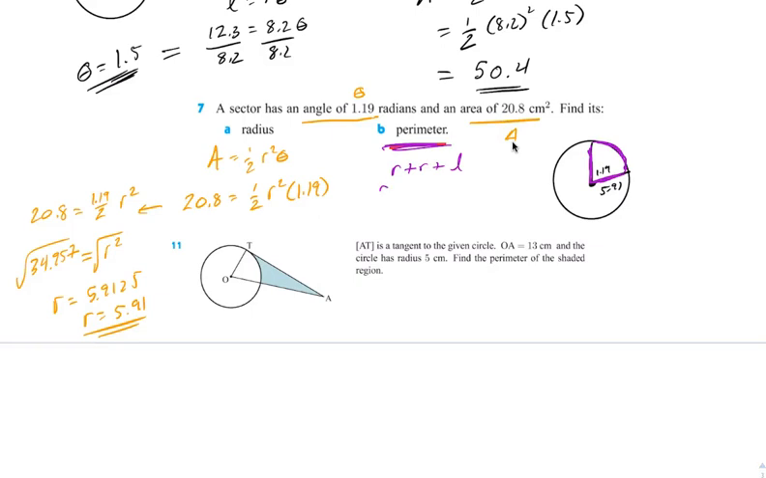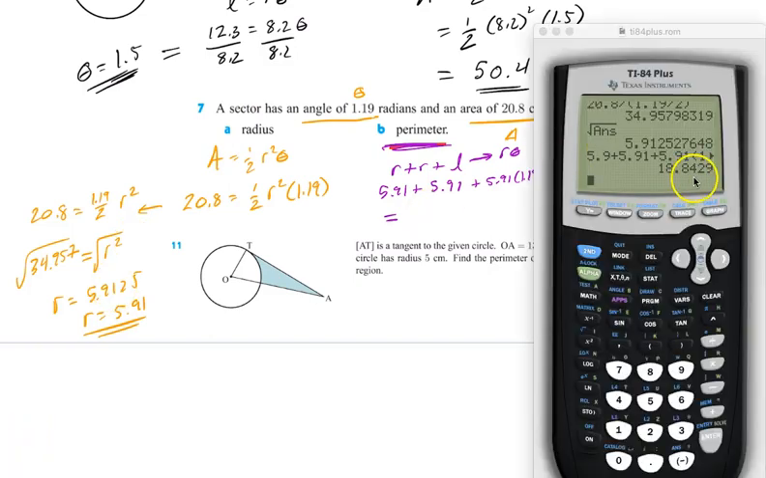The radius is 5.91. Same thing with the radius right here, 5.91. Radiuses are always the same value. And the arc length I actually haven't found yet. The formula for it is r theta, and I have both of those. r is 5.91 which I just found, and theta is 1.19. And that's your perimeter. Just multiply it all in your calculator. You'll get 18.8429, or 3 sig figs, 18.8 approximately. So that's how that one's done.